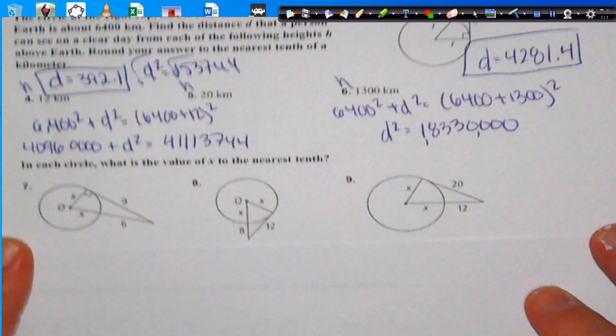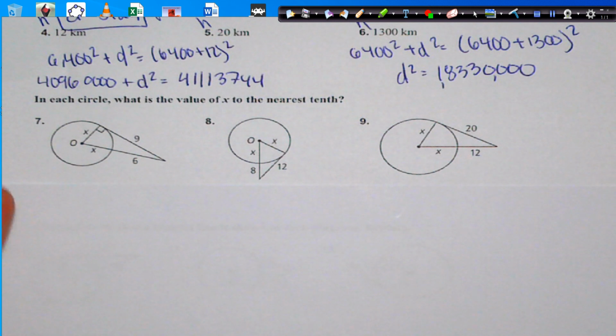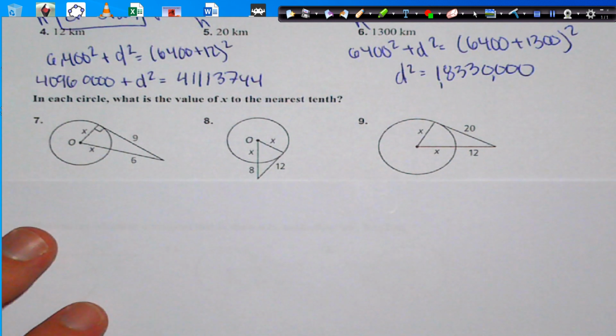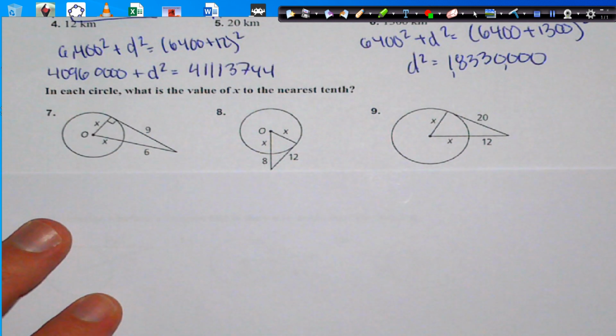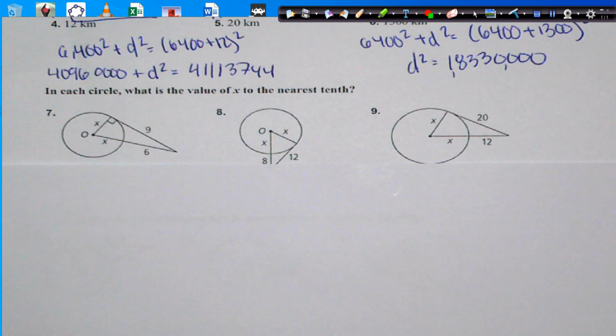All right, number 8. I think this is the hardest one. I did the warm-up 12.1. You can watch, I did some of these examples, but here we go. What is the value of x, to the nearest tenth?